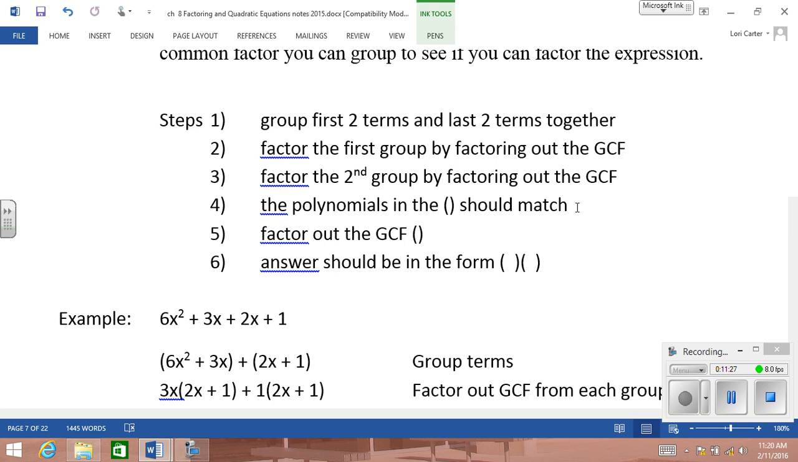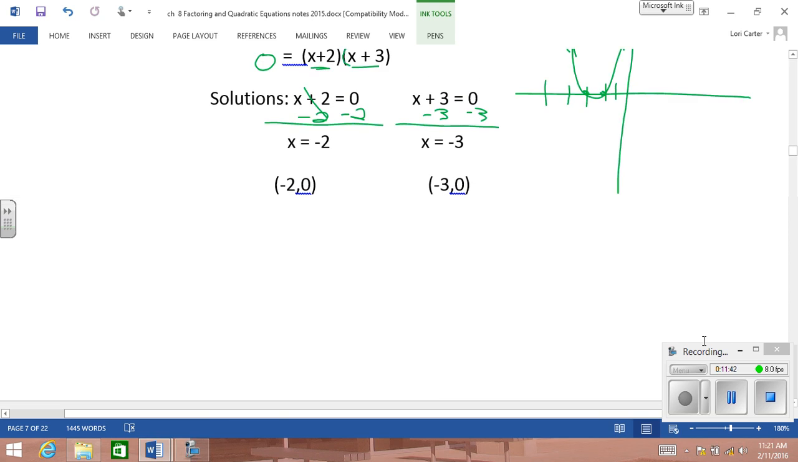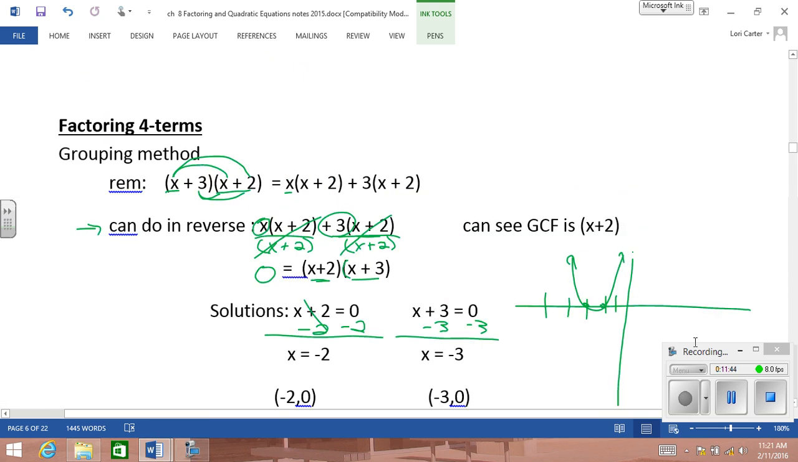What do you think's gonna happen once I take out and I group them? What do you think these parentheses are always going to be? They're always gonna be the same. Is that always true? No. Is it true for you? Yes, because you're babies, right?